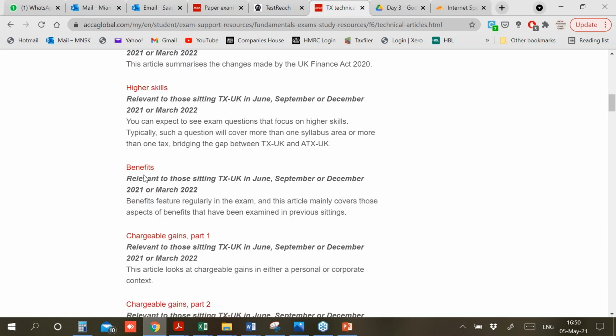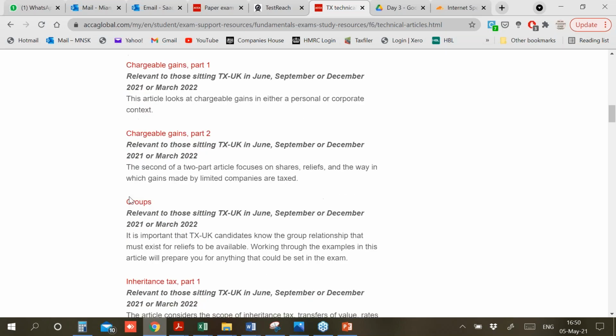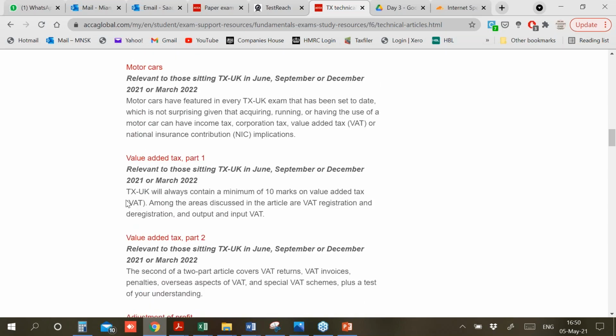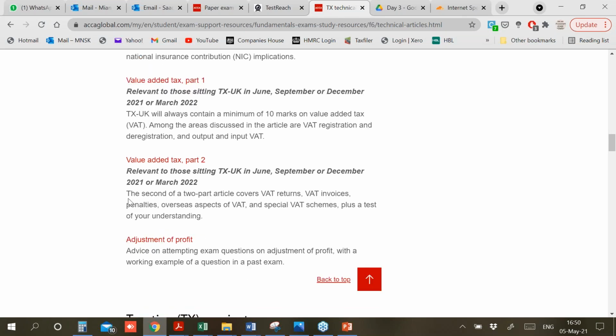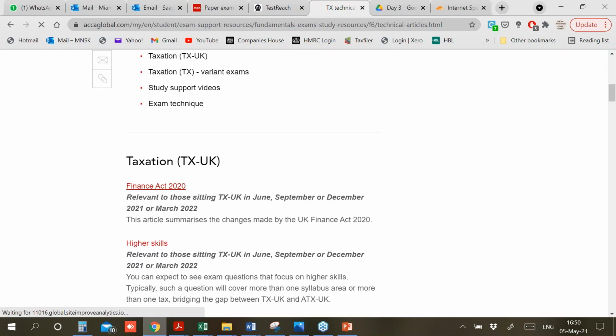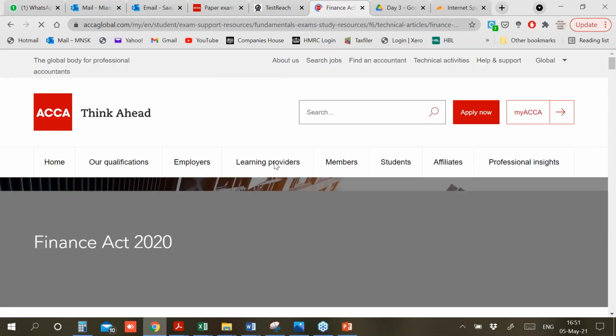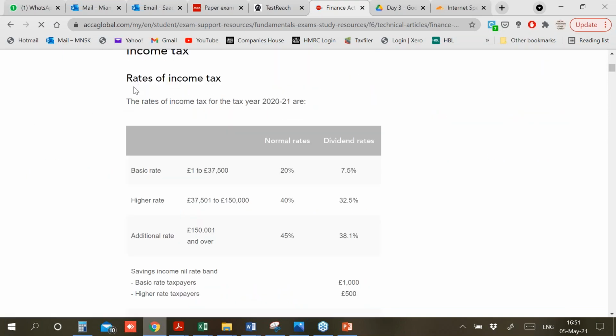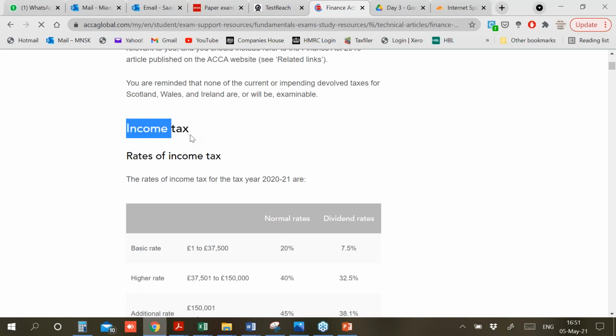Then below that, you have many articles which are very beneficial for you, because the examiner has tried to explain all of the parts of the syllabus in a very precise manner. Then on top of that, you have the Finance Act 2020 article, which I especially recommend to repeaters, because it tells you chapter-wise changes. What are the changes in income tax? What are the changes in capital gains tax? Then the remaining part of the syllabus.